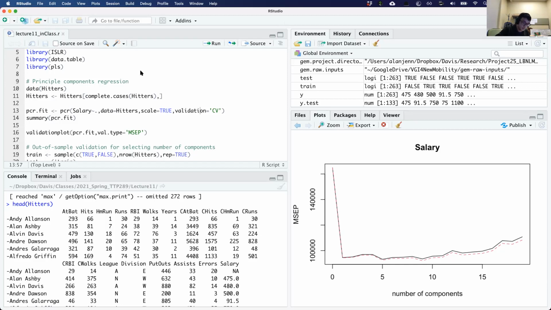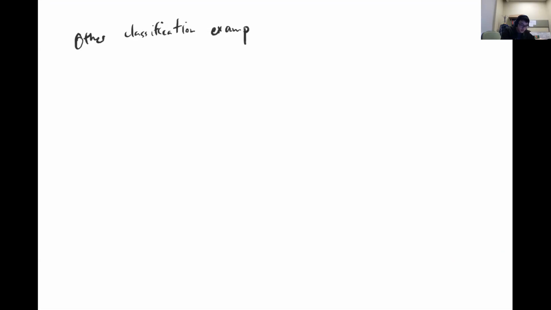So let's jump back to the whiteboard to talk about this. Other classification examples. So linear discriminant analysis.